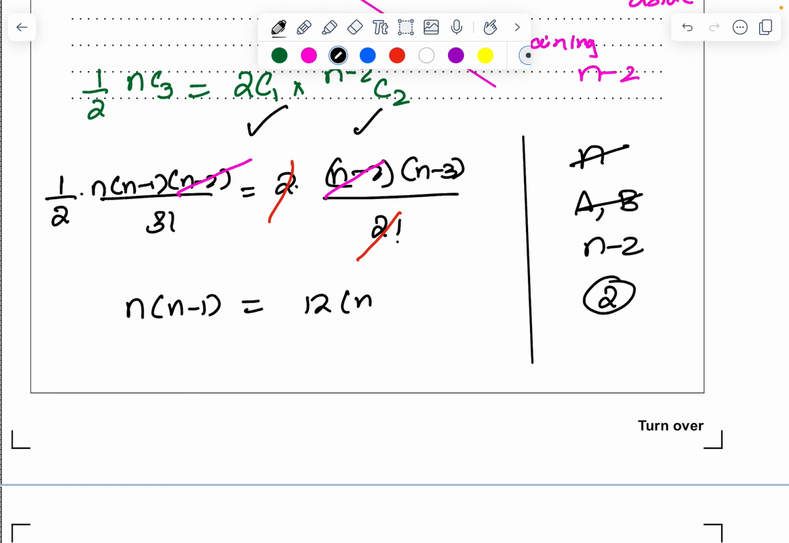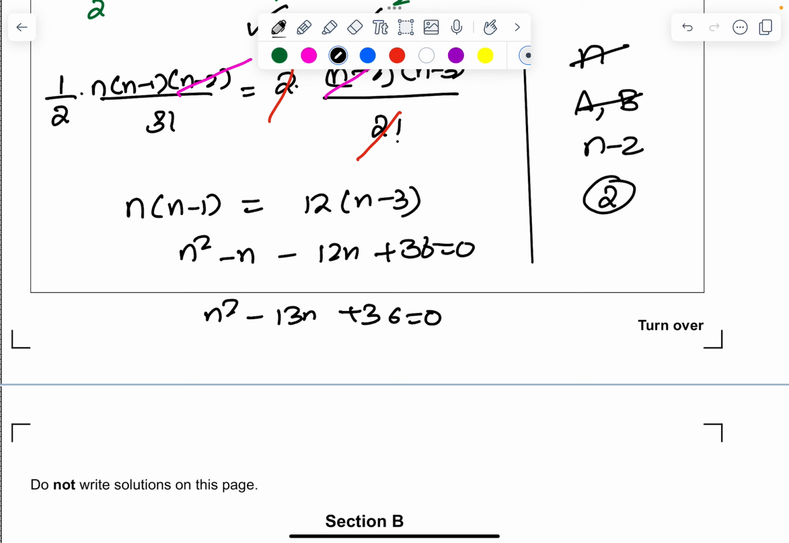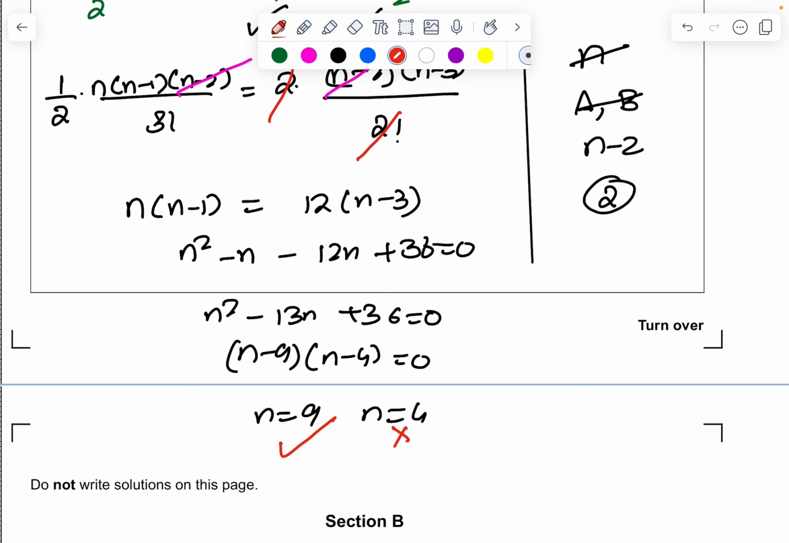Now it is your choice. You can do it as a quadratic or you can solve it over here. If I am doing it as a quadratic, n square minus n minus 12n plus 36 equals 0. So I get n square minus 13n plus 36 equals 0, which becomes n minus 9 times n minus 4 equals 0. So I get n equals 9 or n equals 4. N equals 4 is not possible at all. Therefore, n equals 9 is the answer.